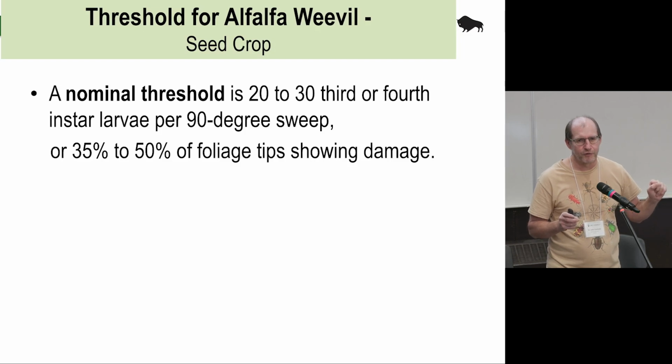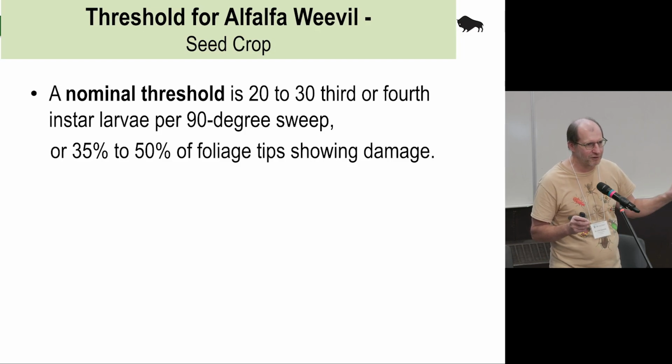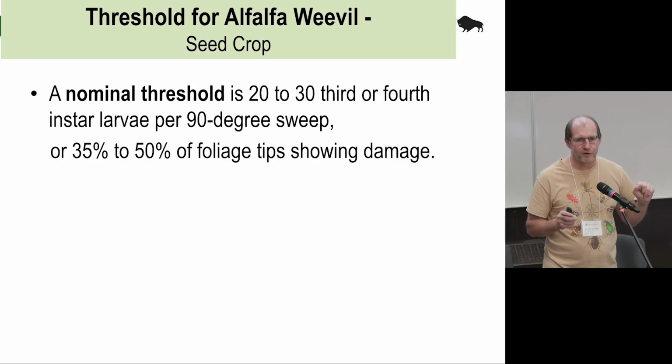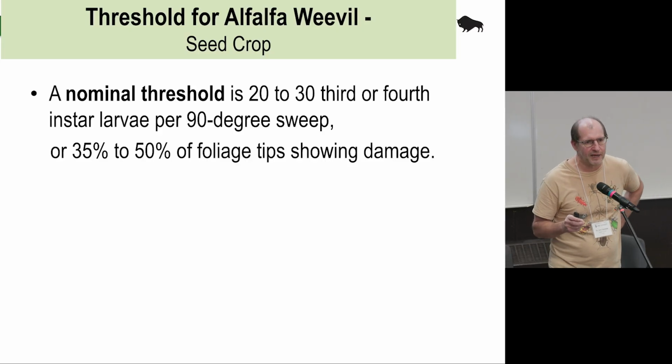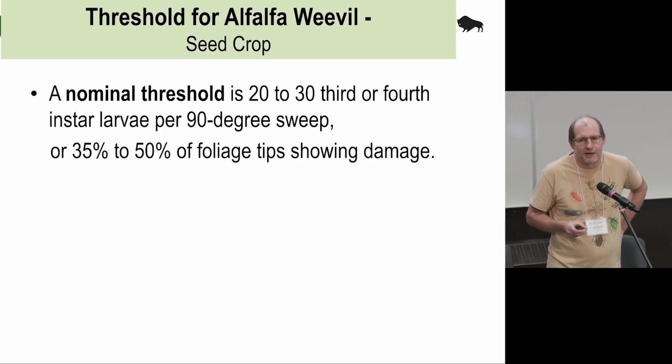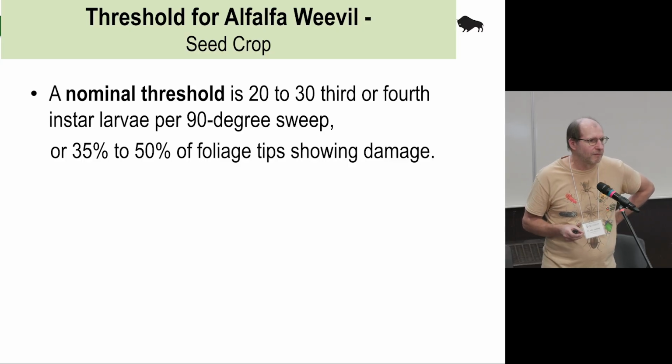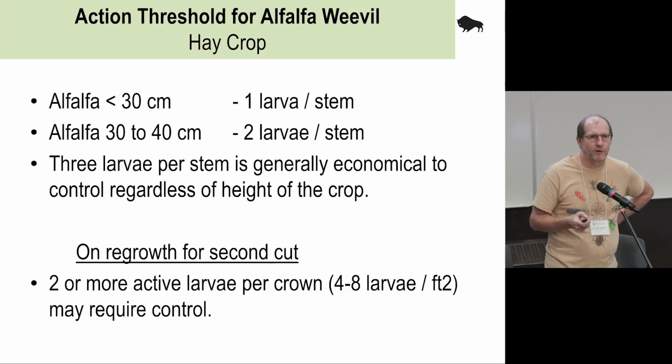And I've been pushing for years that we need to have a better threshold for alfalfa weevil in seed alfalfa. There is a group at the University of Alberta who is starting to look at this, so we hope to be able to have something better for you down the road. This seems to me way too high, but it's what we got right now. The other way you can do it is 35 to 50% foliage tips showing damage, which until we refine things might be your better option. Because again, I think the other one's way too high.